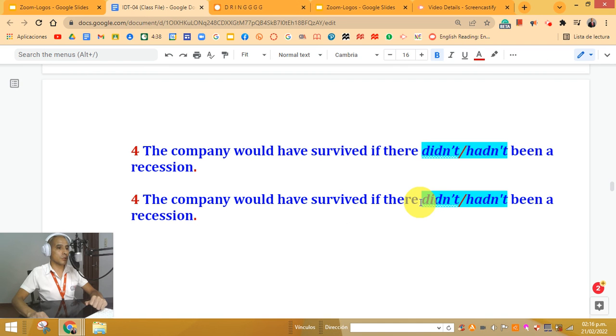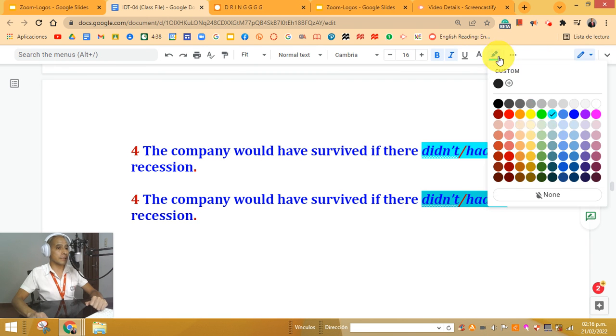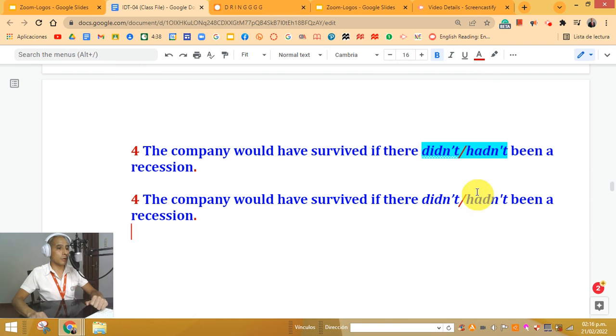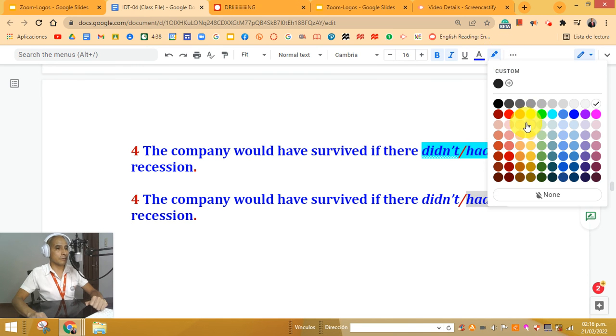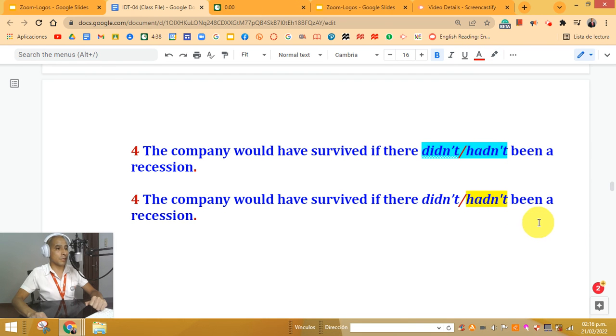If there, so in this case, I have to choose, first of all, hadn't, because according to the formula, I need the auxiliary, which in this case is in the negative form. Then I need the verb in the past participle, which is been, and the complement. So the correct option is the second one.